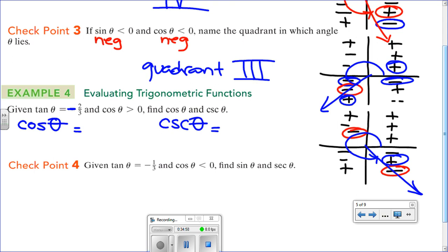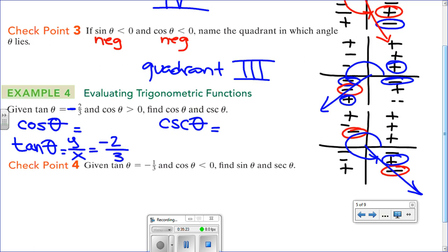What is it that tangent tells us? Tangent will tell me the y over x, correct? Yes. So that's telling me, if we're talking about quadrant 4, which one will carry the negative sign, the y or the x? The y. So the y is -2, and the x is 3.